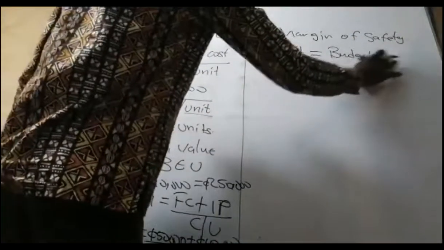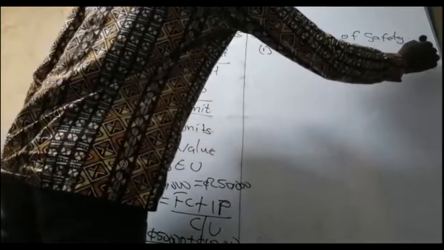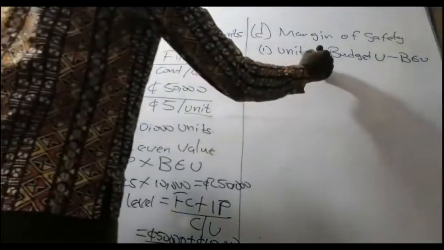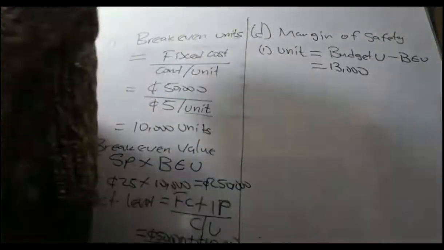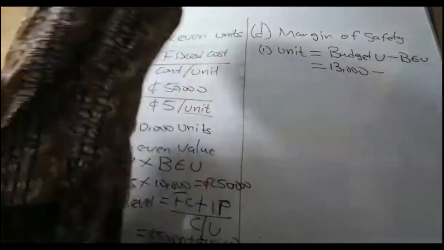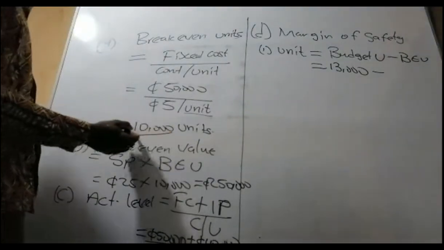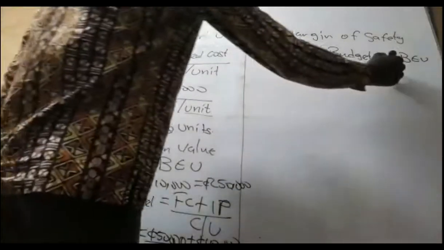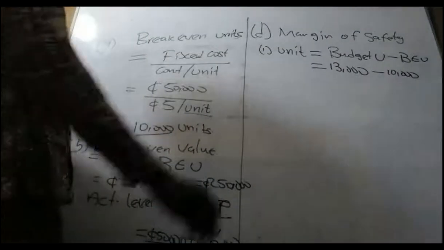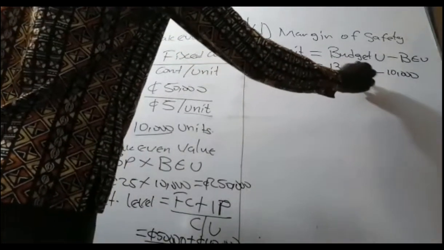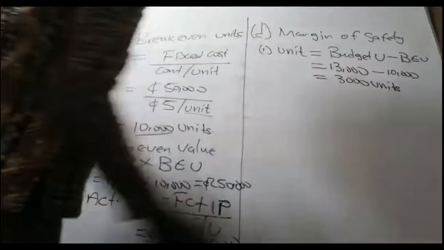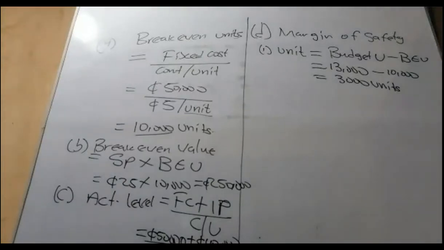Okay. Now let's see. So it is the budgeted units less break-even units. Good. So that is it. So therefore, budgeted unit is 13,000. And margin of safety will be what? Sorry, the break-even unit, we had 10,000 somewhere. That's the break-even unit. We had 10,000. It will be less 10,000. Then that's the end. So therefore, that is 3,000 units. So the safety that we have allowed is what? 3,000 units. That's the first.